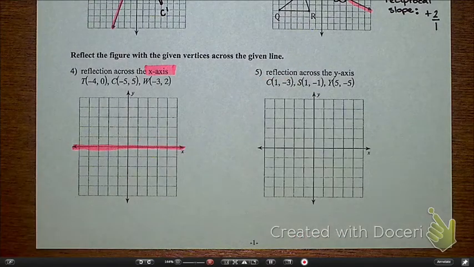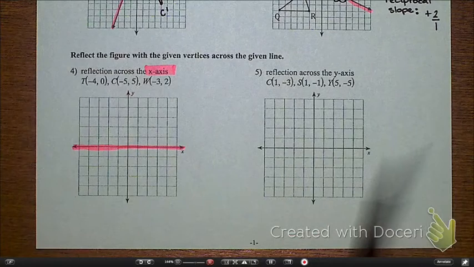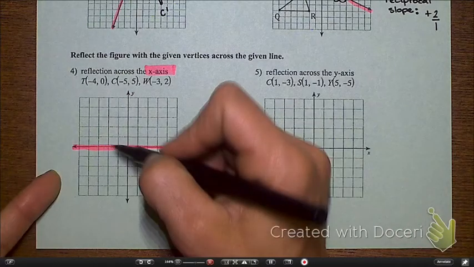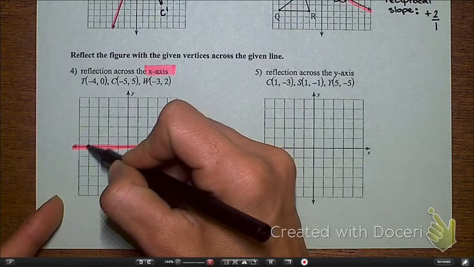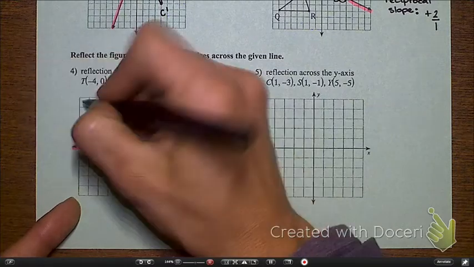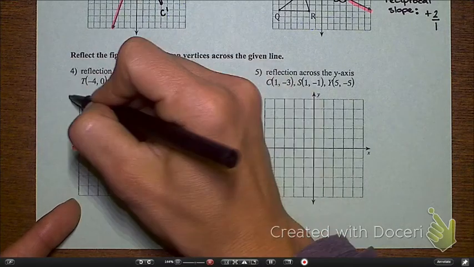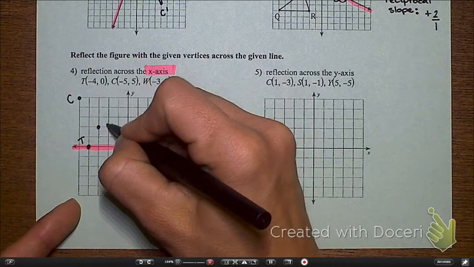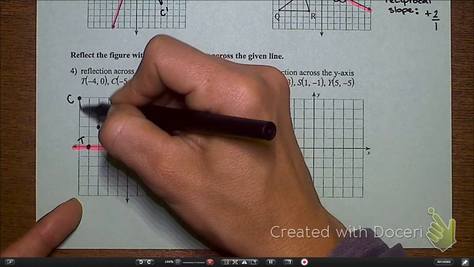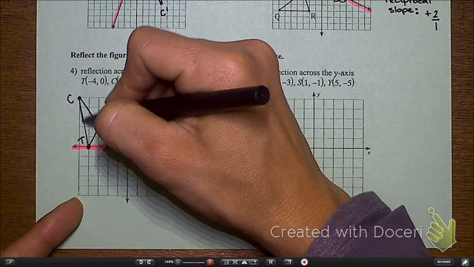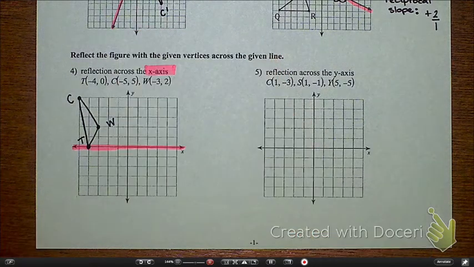Now, do you have the shape already graphed for you? No, so what should we do first? Graph it, okay? Everyone graph the shape. -4, 0, that's T. -5, 5, that's C. And -3, 2, that's W. Okay, so there's your shape.